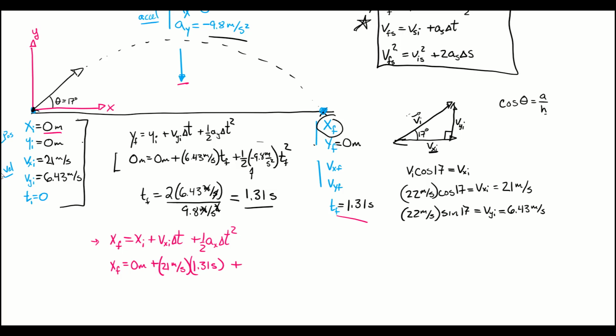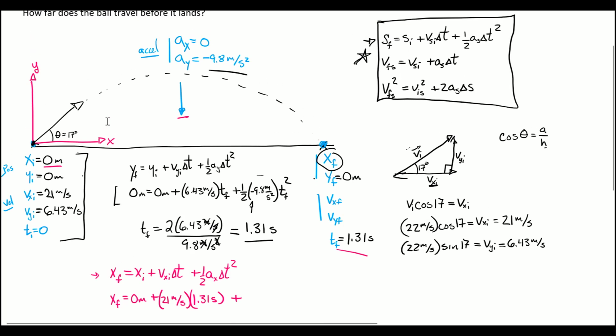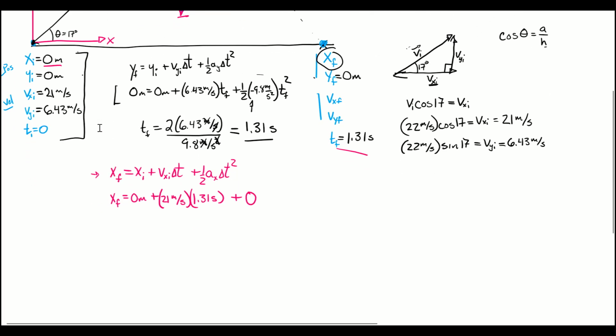plus 1/2 ax, but if we go up here, when we were going through this whole thing, we realized there is no acceleration in the x direction. That acceleration is straight up and down, nothing going on in the left or right direction. So this whole term is 0 as well. So now it's pretty straightforward to just take 21 meters per second, multiply it by 1.31 seconds. The units of seconds cancel, and I end up with 27.6 meters. And I've answered the question, how far does that ball travel before it hits the ground?